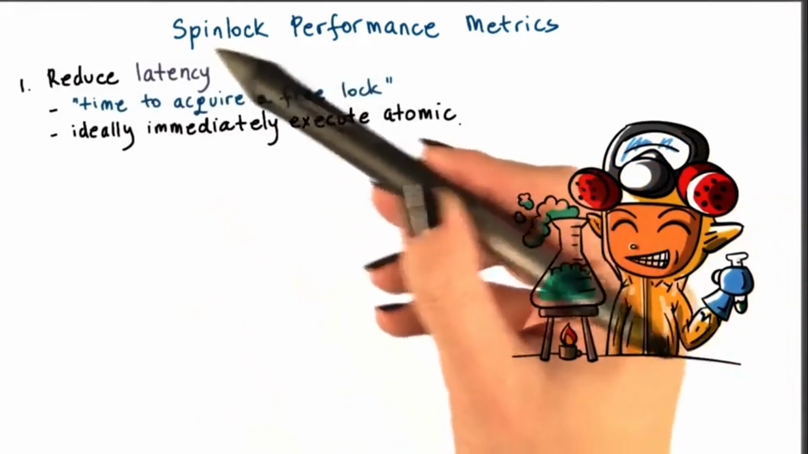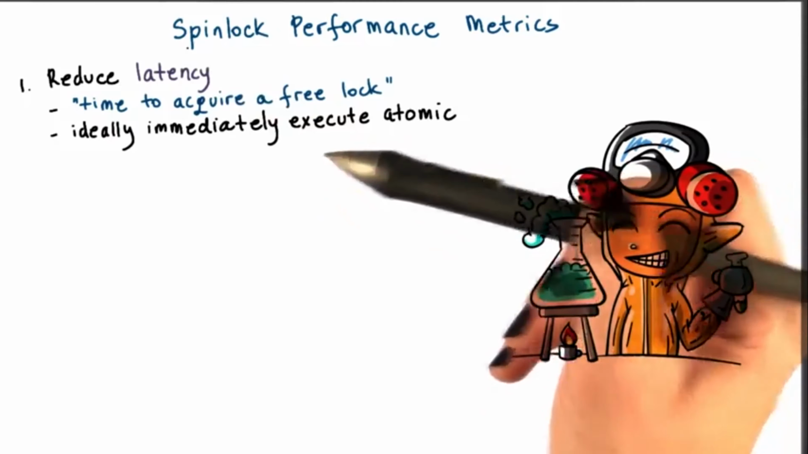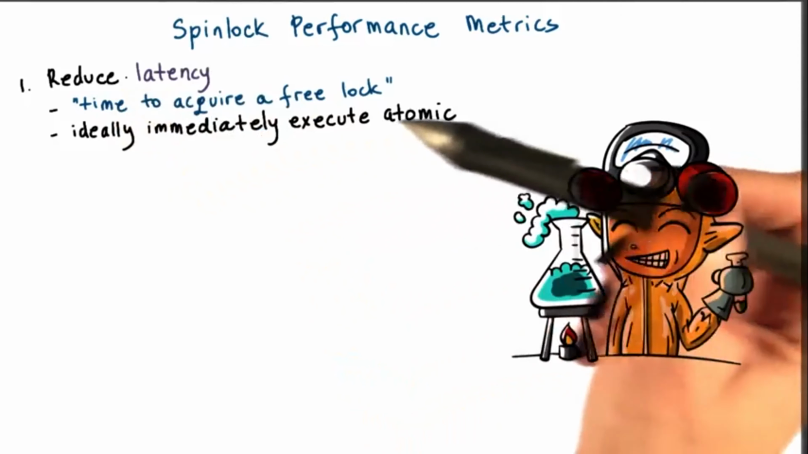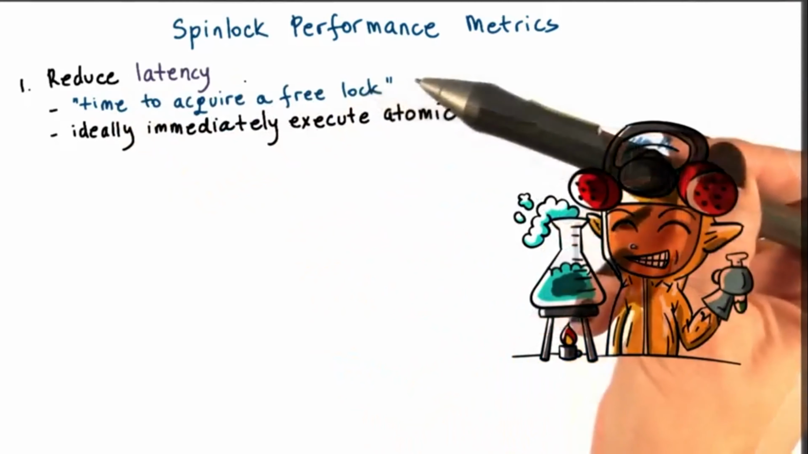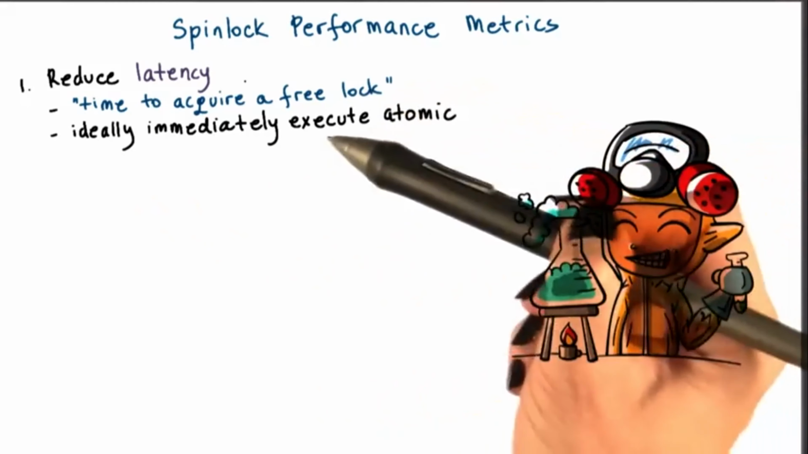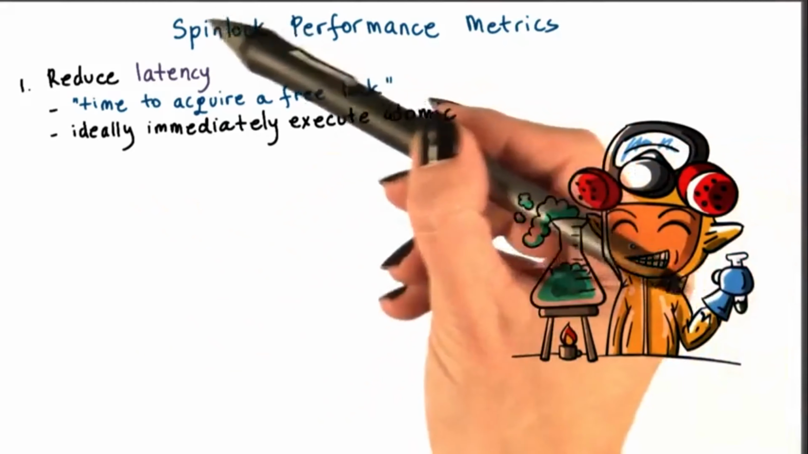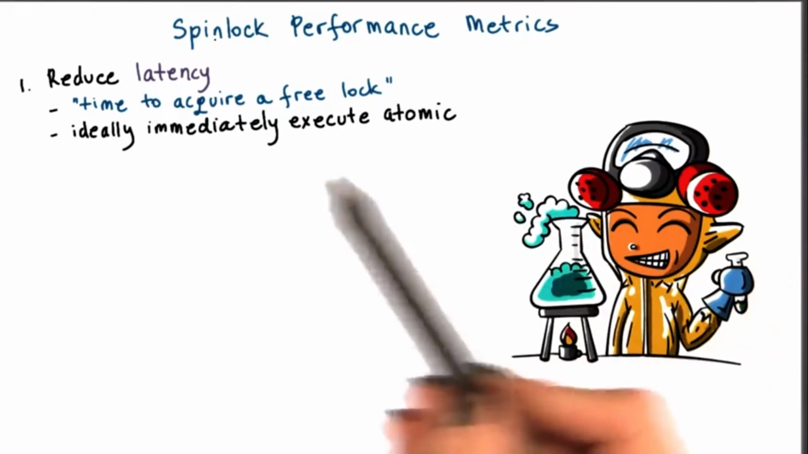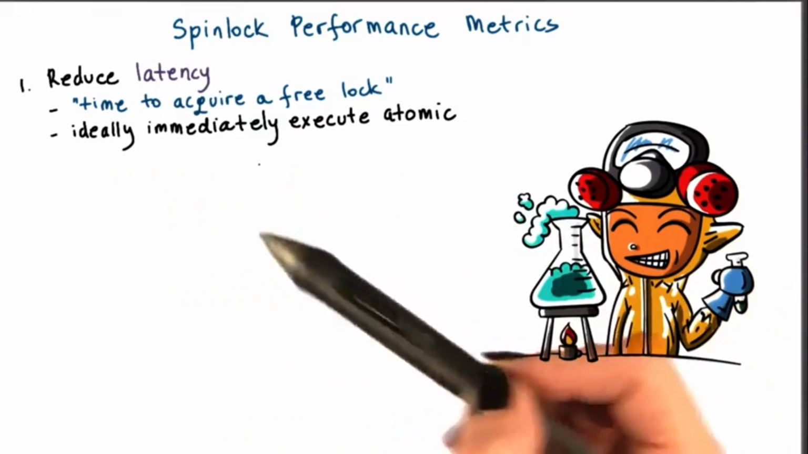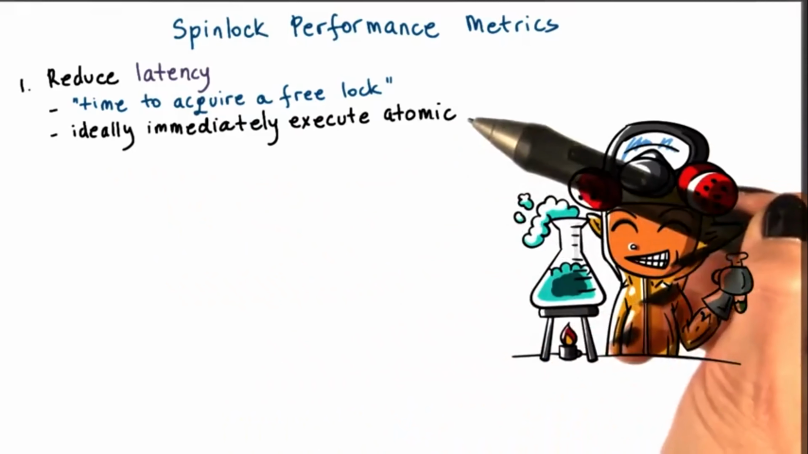First, we want the Spinlock to have low latency. By latency, we're referring to how long it takes for a thread to acquire a lock when it's free. Ideally, we want the thread to be able to acquire a free lock immediately with a single instruction, and we already established that Spinlocks require atomic instructions, so the ideal case is that we just want to be able to execute a single atomic instruction and be done.